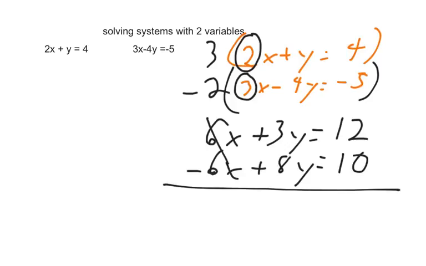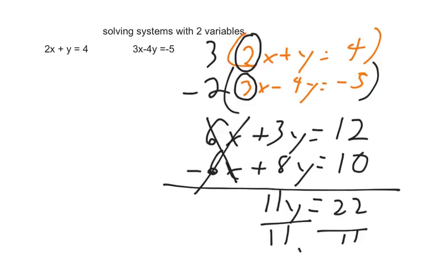The reason why we do this is because the 6x and the negative 6x are always going to cross out, and we're left with 11y equals 22. And that's an easy problem to solve. We get y equals 2.